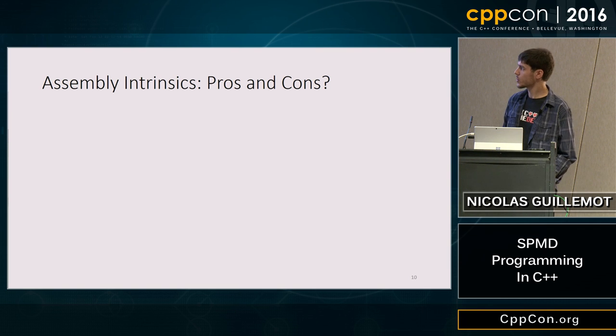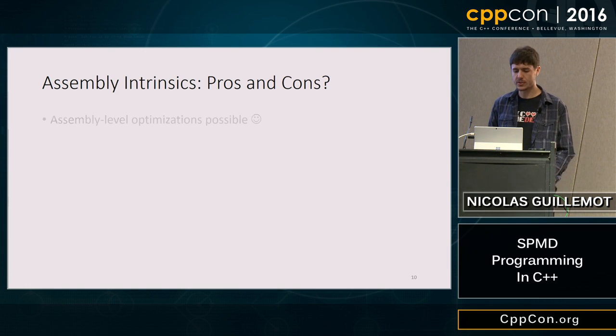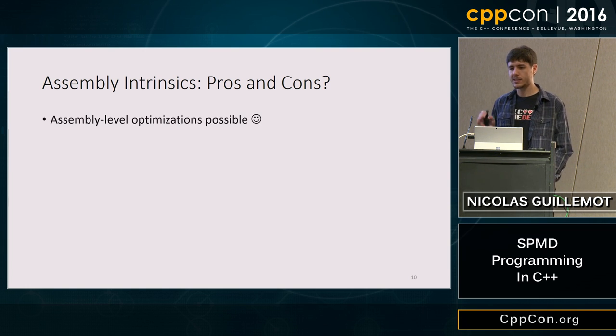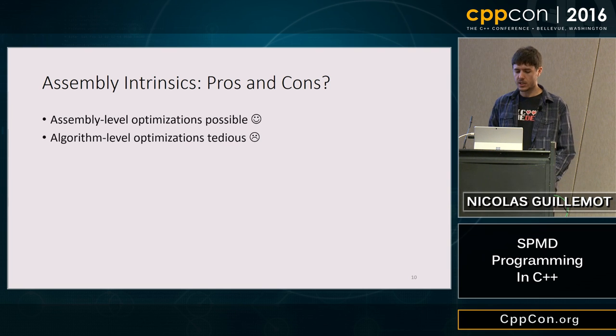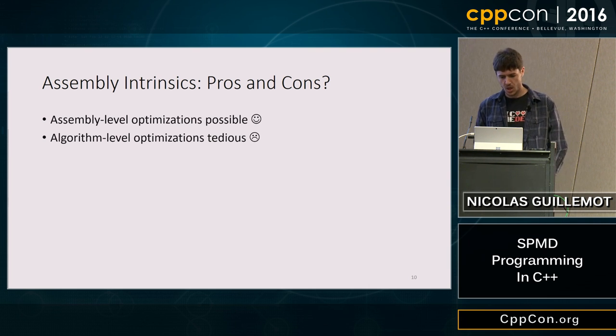Now, I've shown you so far how to write SPMD code using assembly intrinsics, but it's not always the best choice for the job. So let's see some pros and cons. It's nice that the intrinsics are actually pretty close to assembly, so in that way you can maybe do some assembly level optimizations of your code. But the problem is that it's so ugly to implement stuff like if-else and for loops that it's hard to actually make your algorithm better. And it turns out that a lot of the time that has a better payoff than futzing around with little changes of assembly code.